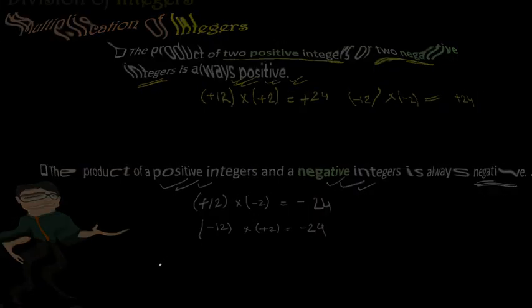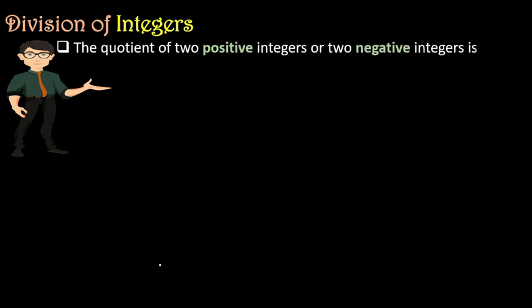Now the next topic is division of integers. To understand division of integers, let's understand some rules. The first rule says that the quotient of two positive integers or two negative integers is always positive. Let's understand this by an example.